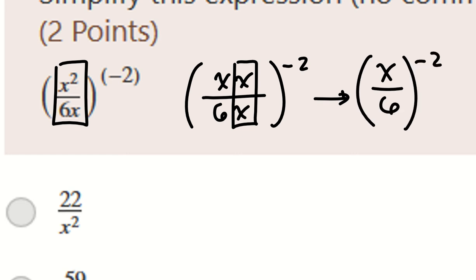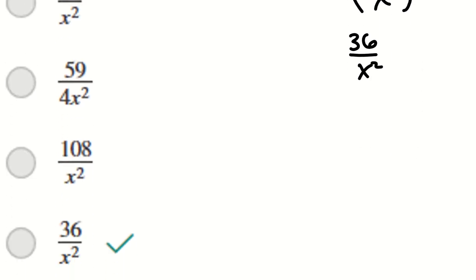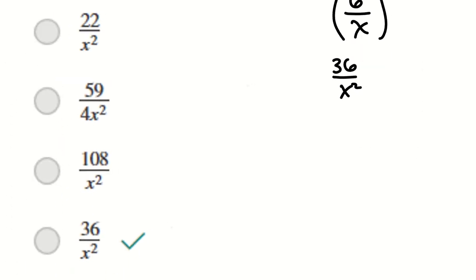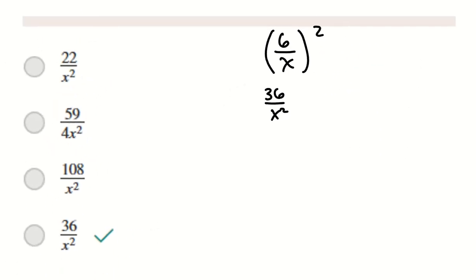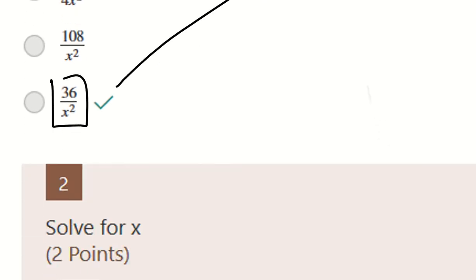Then when I take the reciprocal, it becomes 6 over x, and I'm squaring it. If I square both the numerator and the denominator, I get 6 squared, or 36, in the numerator, and x to the second power in the denominator. The correct answer was, I can't say A, B, C, or D because the order is shuffled, but it's the one that matches: 36 over x squared. Let's move to number 2.